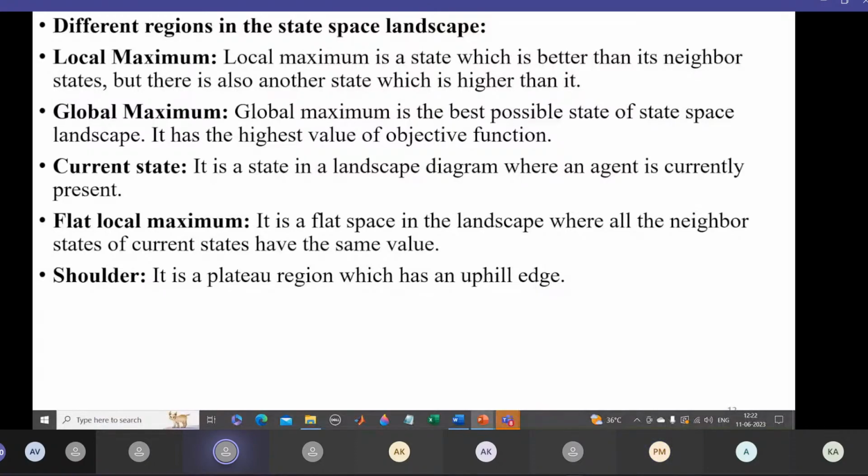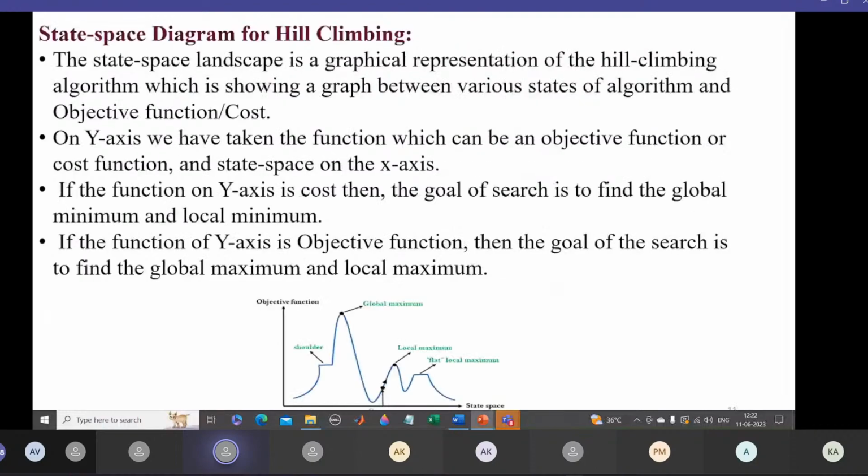Next, we have the flat local maximum. It's a flat space. So all the neighbors will have the same value as what you have in the current state. And shoulder is a plateau region which has an uphill edge. You can see here. Shoulder uphill இருக்கும், இதுதான் maximum, இதோட maximum கிடையாது. Local there might be changes. இதுதான் flat local maximum, flat அவ்வளவுதான்.